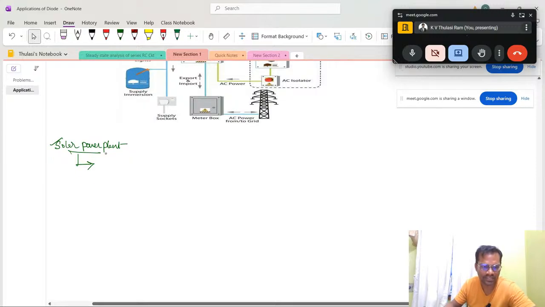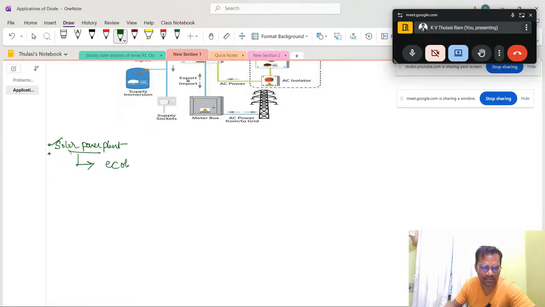Here the generation of solar power is very economical and ecological. This is an ecological source, and solar energy is a renewable energy. Renewable means we can reuse it multiple times. There is no end, so solar energy is an unlimited energy.